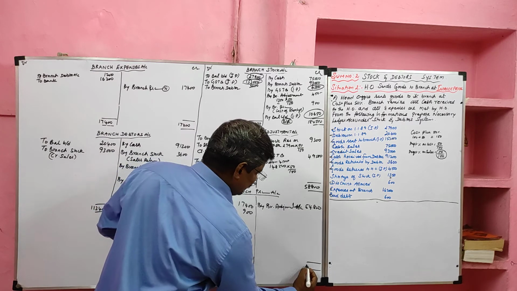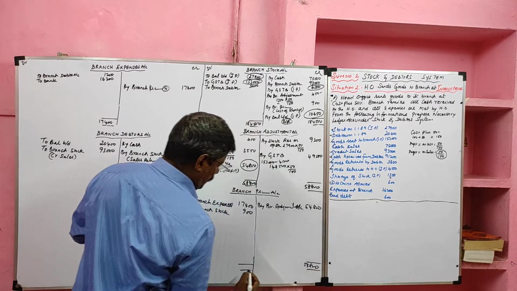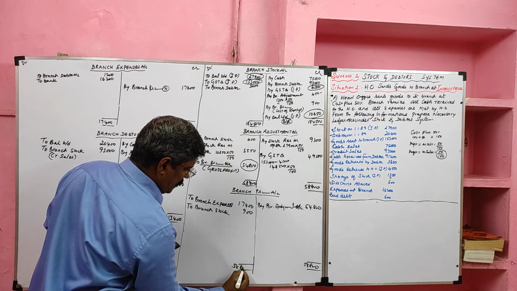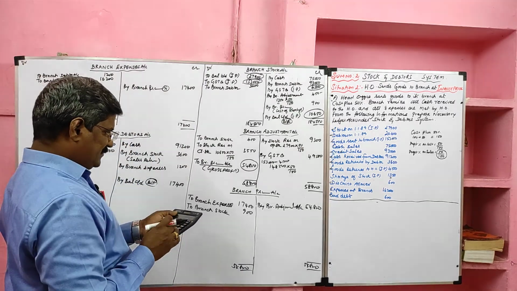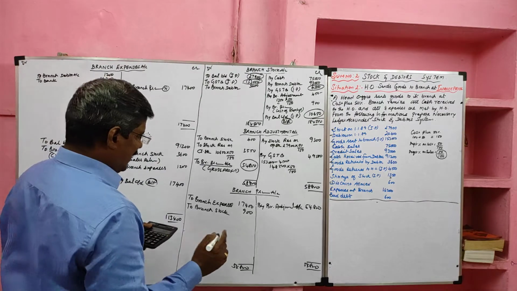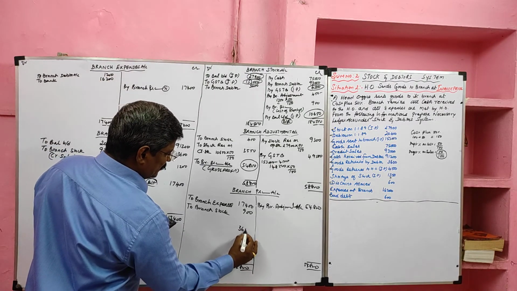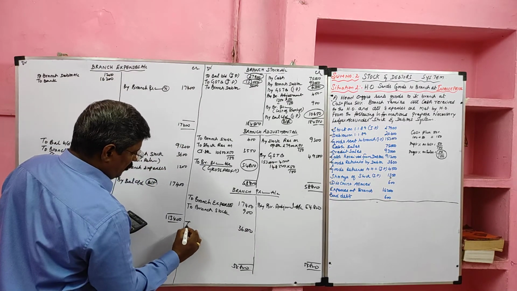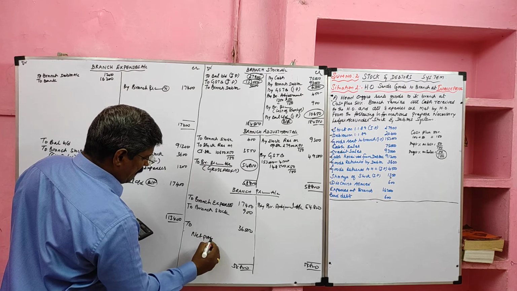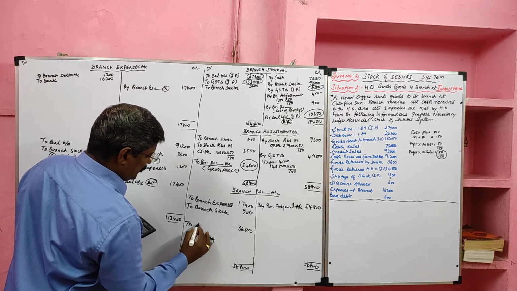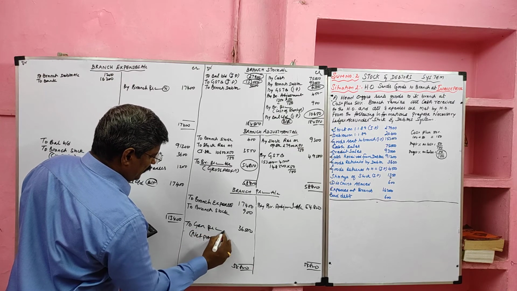Now we'll balance this: 54,800 minus 17,400 minus 900. So our answer is 36,500. This we called net profit. Net profit, we'll transfer it to general profit and loss account.